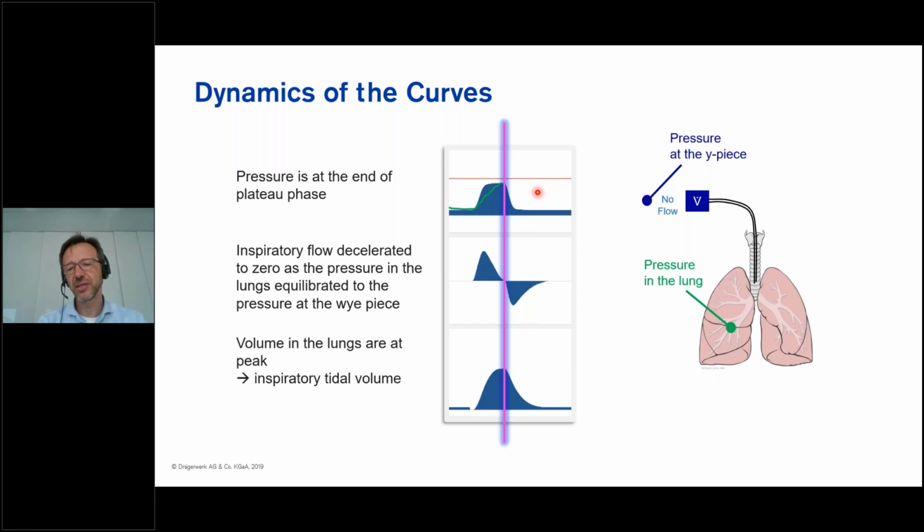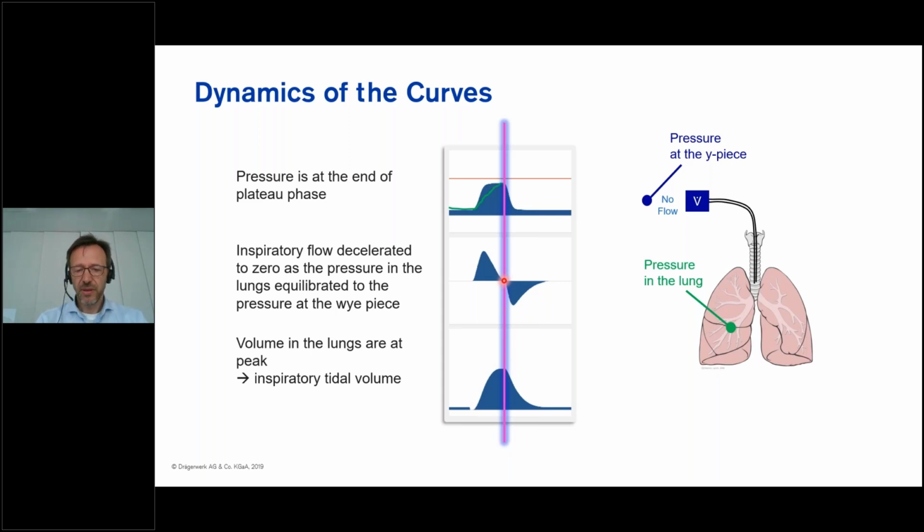This depends on the time constant of the lung and airways. If we look at the flow curve, we see that the flow went up during inspiration and then decelerates down to 0. At this point in time where the cursor is, the lung has completely equilibrated to the inspiration pressure, and therefore the flow came down to the 0 line.